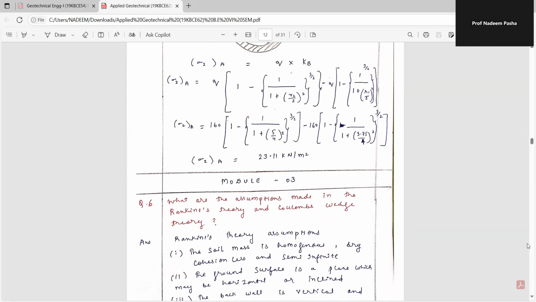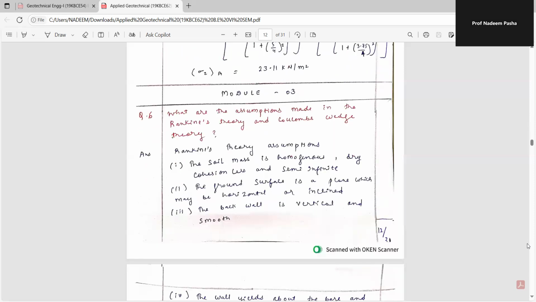So what are the assumptions made in Rankine's theory and Coulomb's wedge theory? Rankine's theory assumption: the soil mass is homogeneous, dry, cohesionless, and semi-infinite.